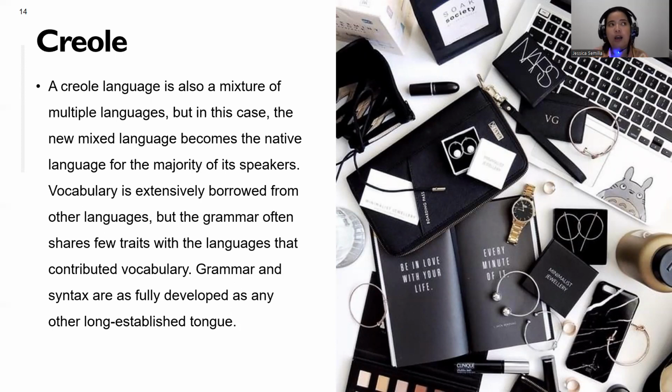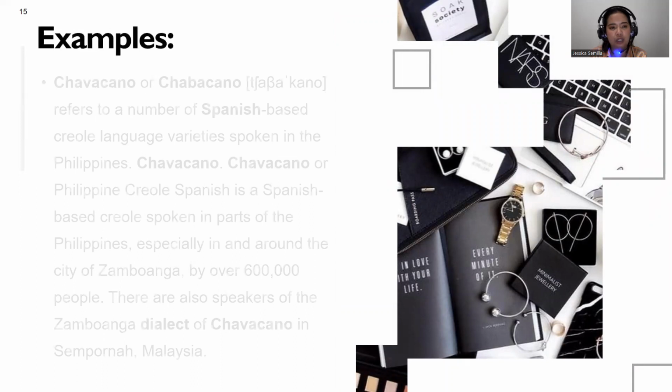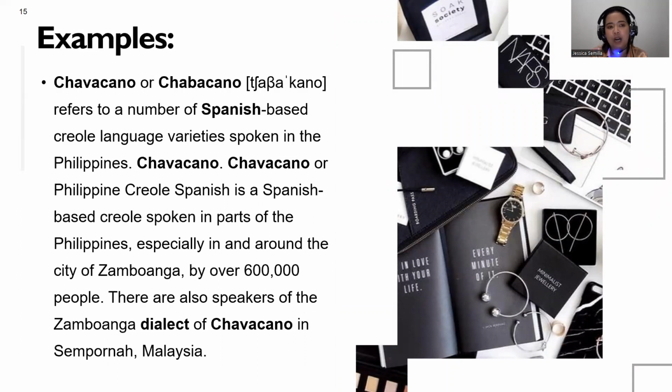So as you see, language really changes over time. That's why there's a mixture of languages already. An example of that is Chabacano, a Philippine Creole Spanish, a Spanish-based Creole spoken in parts of the Philippines, especially in and around the city of Zamboanga, where there is a mixture of the dialect of Zamboanga and also of Semporna, Malaysia. So that is Creole.